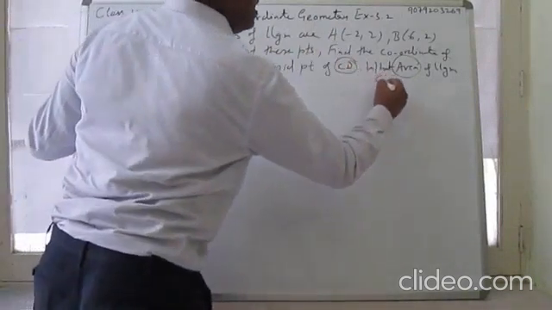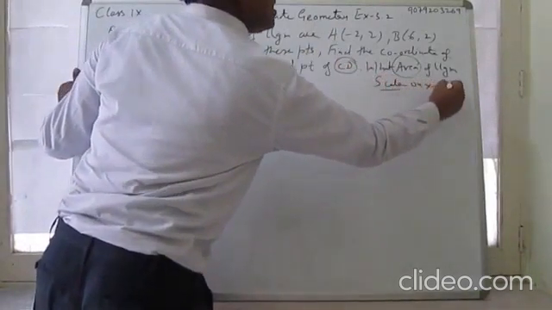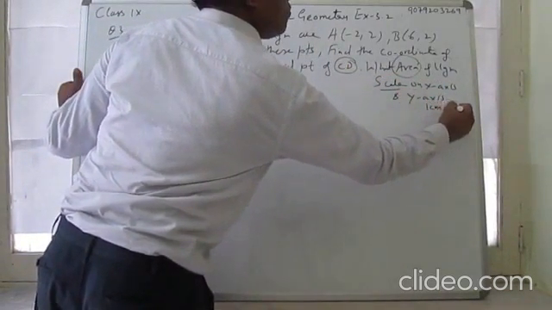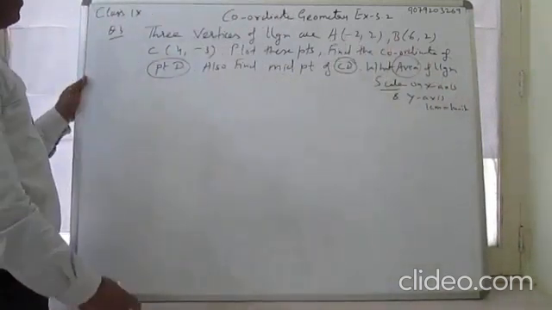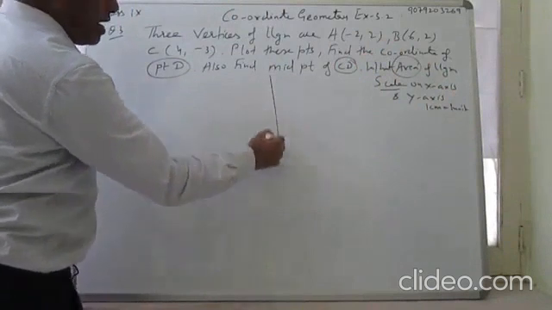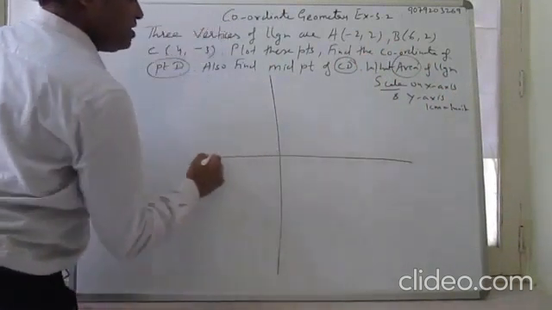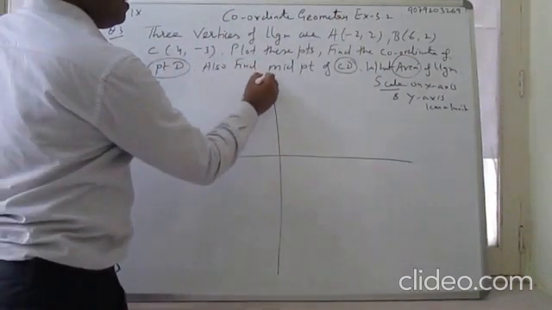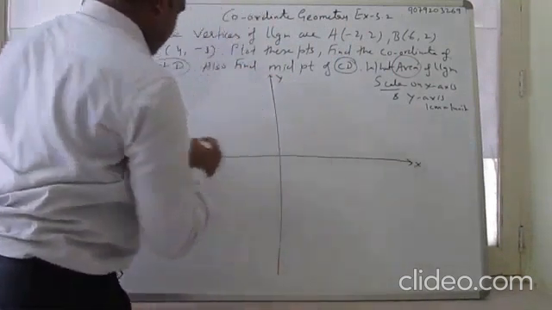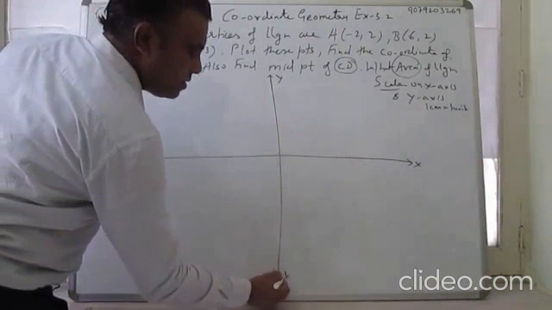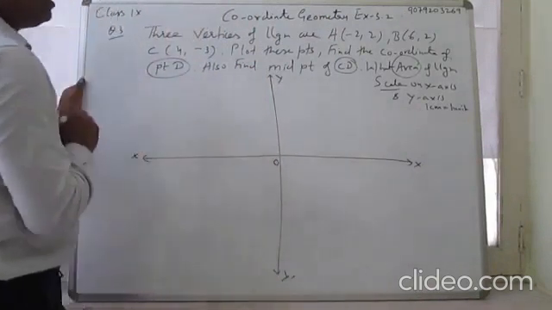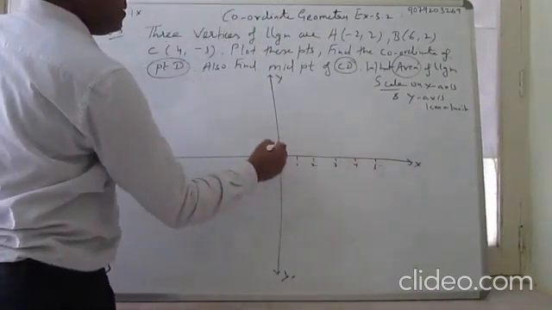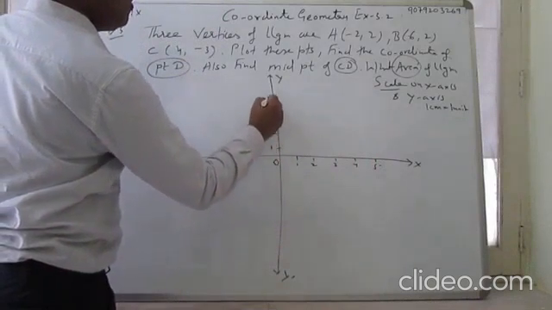Now we take the scale on the x-axis and y-axis: 1 centimeter is equal to 1 unit. It is already on the graph paper. Now make a Cartesian plane with a vertical line and a horizontal line. See here, the maximum point is 6. Y-axis, x-axis, negative x-axis and negative y-axis. The intersecting point is 0. Now 1, 2, 3, 4, 5, 6.